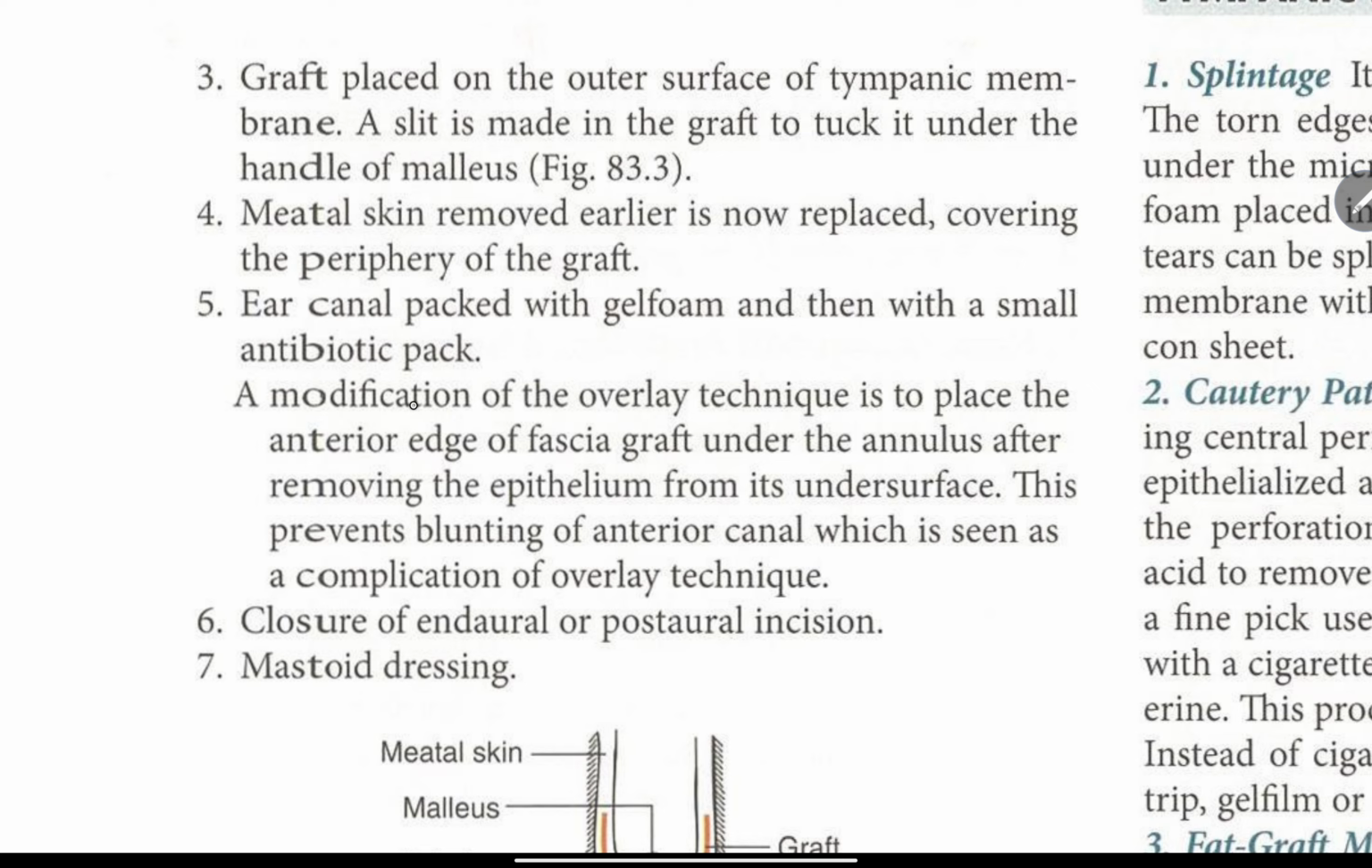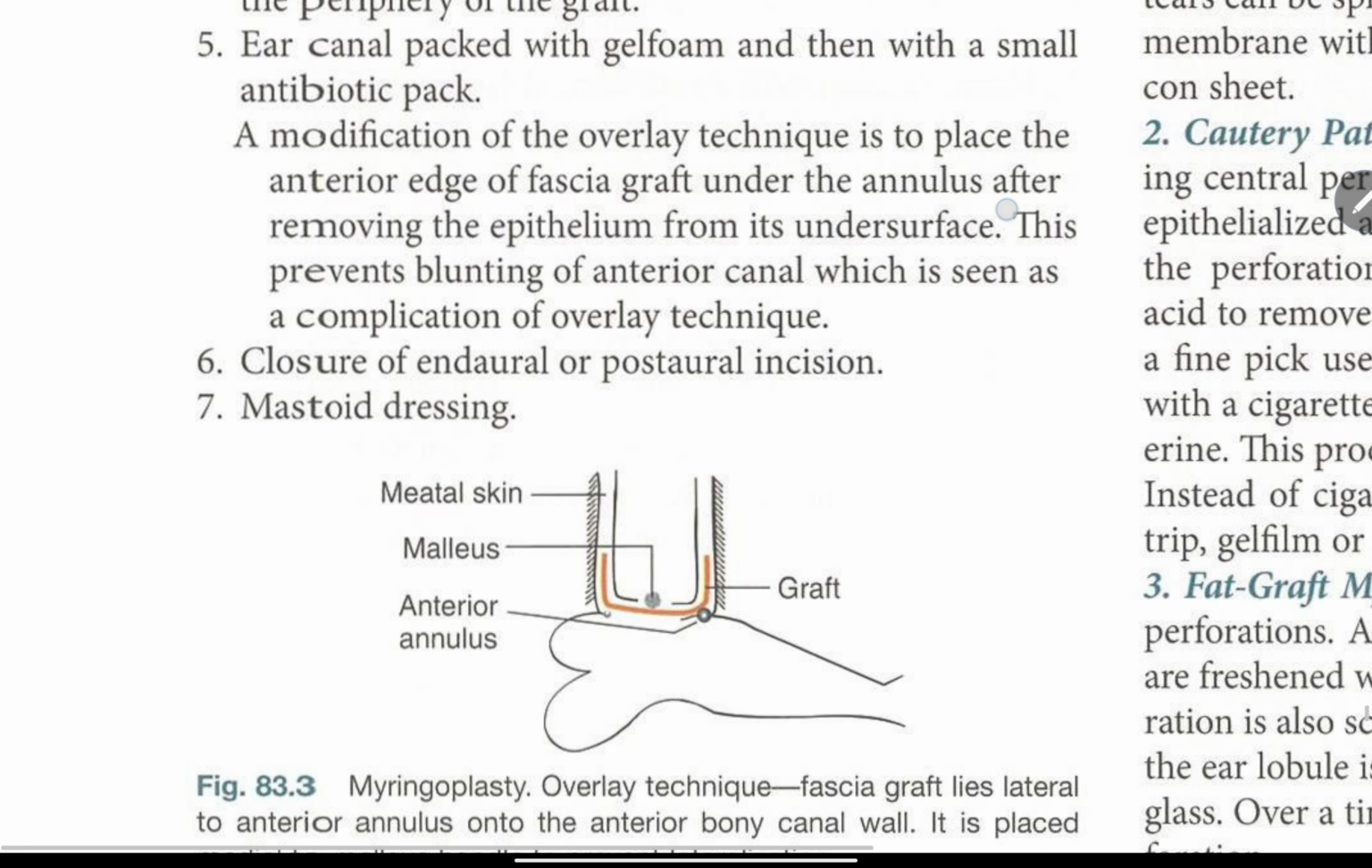A modification of the overlay technique is to place the anterior edge of the fascia graft under the annulus after removing the epithelium from its undersurface. This prevents blunting of the anterior canal, which is seen as a complication of overlay technique. 6. Closure of endoral or postoral incision. 7. Mastoid dressing.